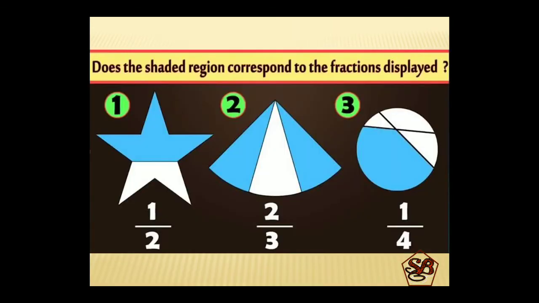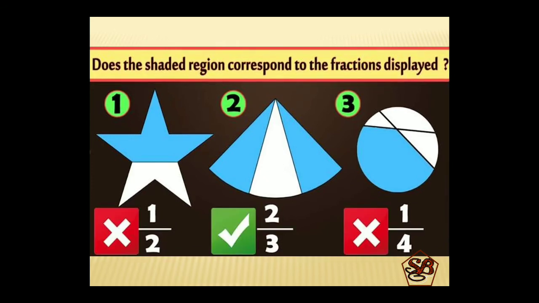Let's take a small quiz. Does the shaded region correspond to the fraction displayed? Here the star is shaded and the fraction given is 1 by 2. Here the figure has been divided into 3 parts and the fraction is 2 by 3. Here it has been divided into 4 parts and the fraction is 1 by 4. Is the fraction correct according to the given figures?